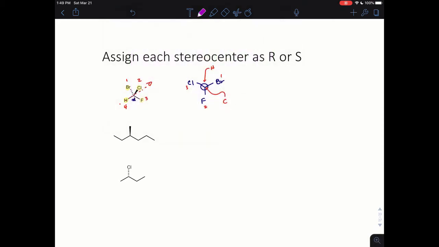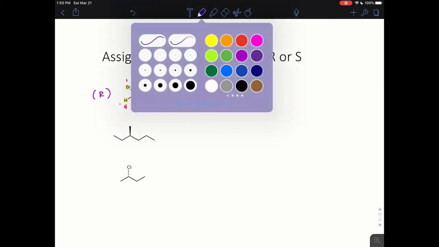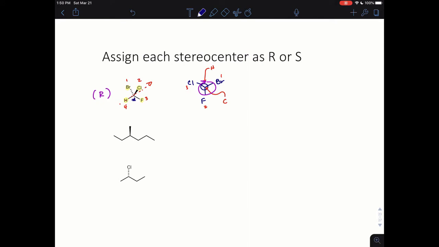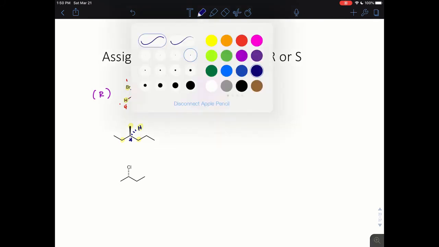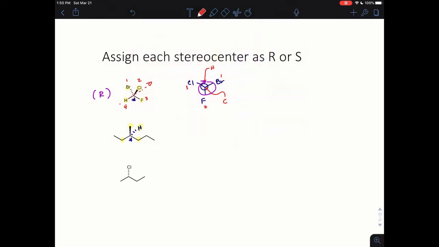And then let's trace the path. So 1, 2, 3. This path is going clockwise. So this was the R enantiomer. Okay, cool. Next molecule. Assign the stereocenter. Now we're looking out 1 atom in every single direction from that stereocenter. Awesome. Now we're going to assign the priorities. So hydrogen, that's the lowest priority, priority 4.